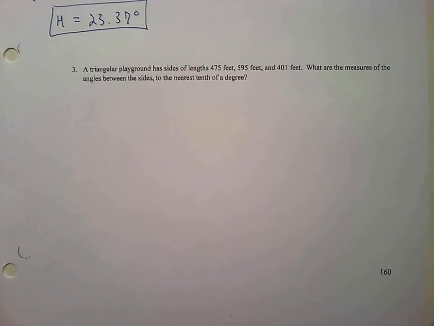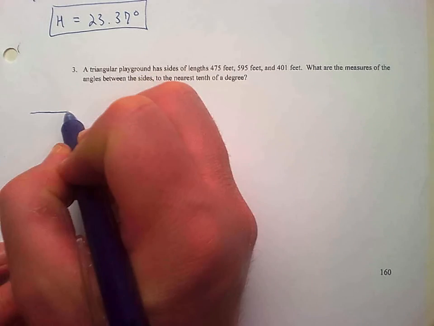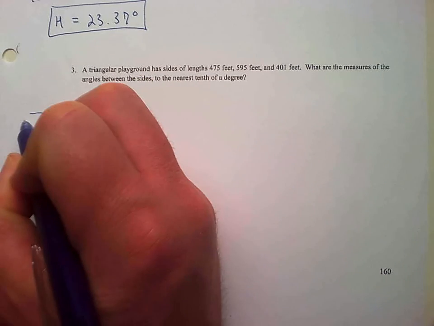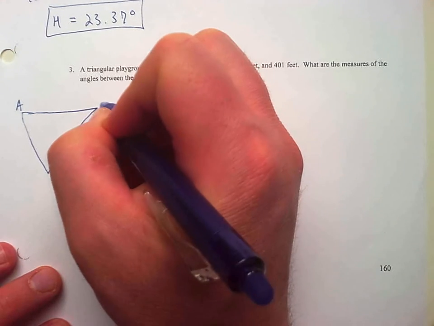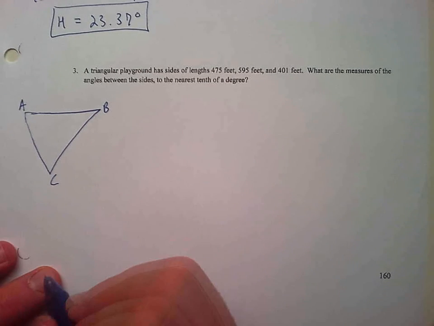And it says, a triangle playground has sides of length 575 feet, 595 feet, and 401 feet. So clearly we're dealing with side, side, side. What are the measures of the angles between the sides to the nearest tenth of the degree? So let's first draw ourselves a picture here. We have something that looks like this. Here is A, call this B, and this C.